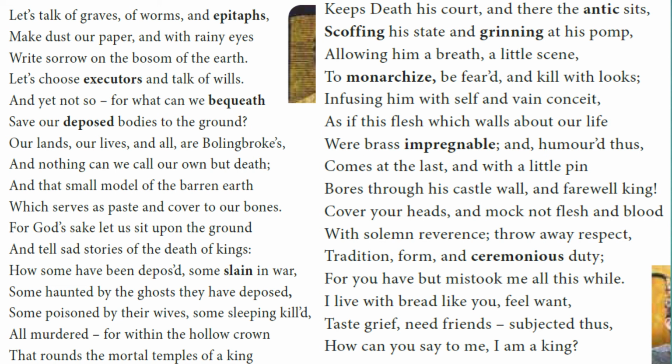There is always death around kings, and there is no way to escape. Death looks at the king's regime and mocks his great ceremonies, allowing him to live a little while and play the monarch. It fills him with vain pride, as if the king's body is immortal. In the end, death comes with a little pin, kills the body, and bids goodbye to the king. He entreats his followers not to mock mere flesh and blood by exhibiting dignified respect towards himself. He asks them to cast off ceremony, respect and duty towards his royal state.